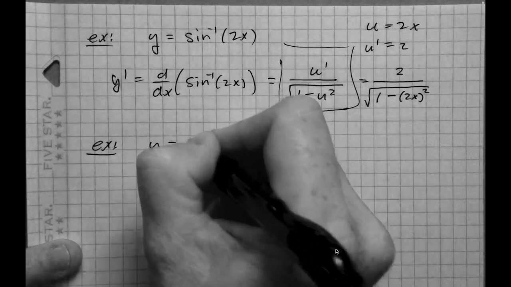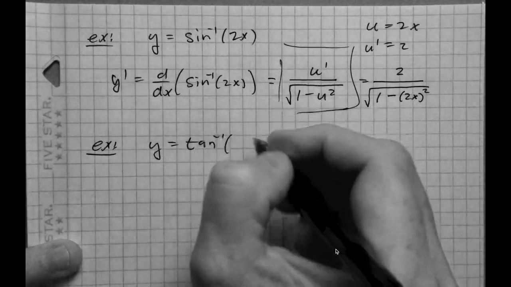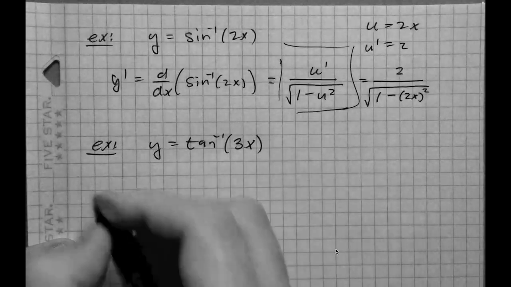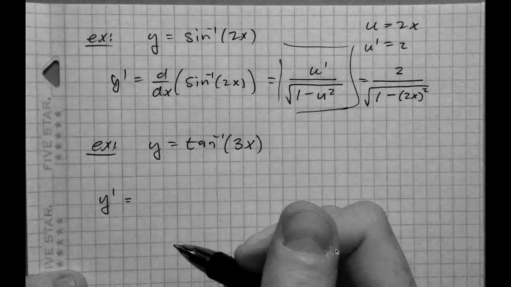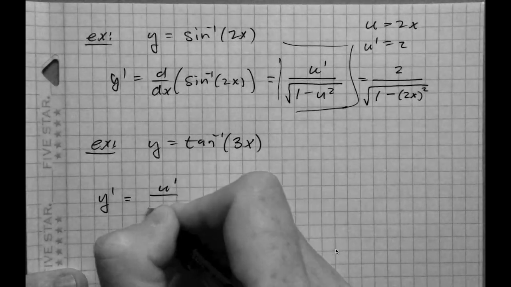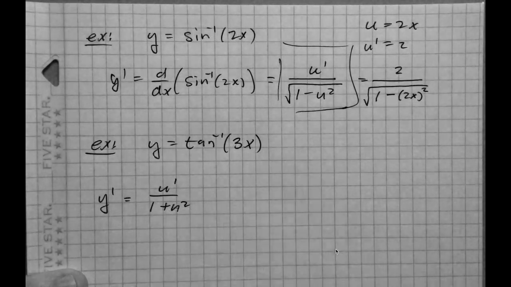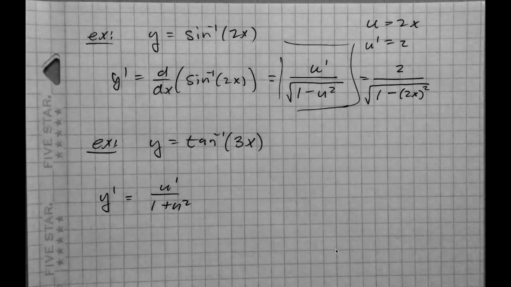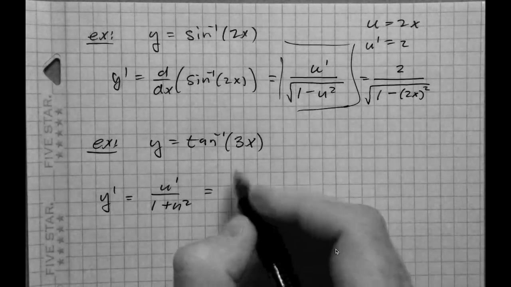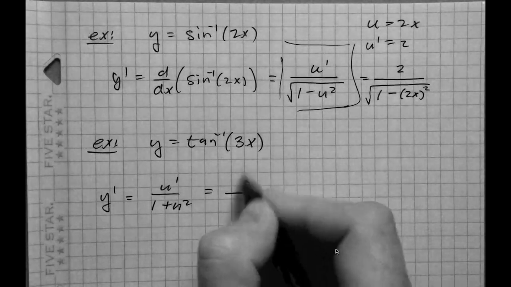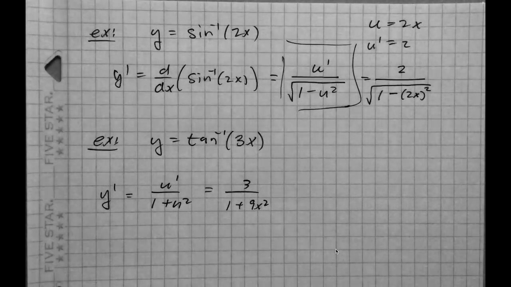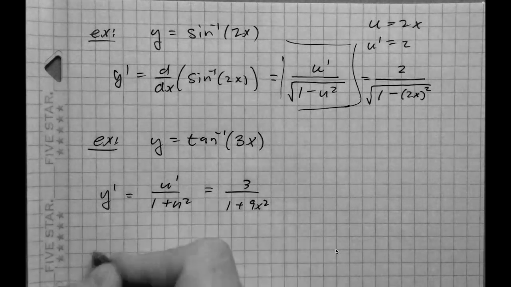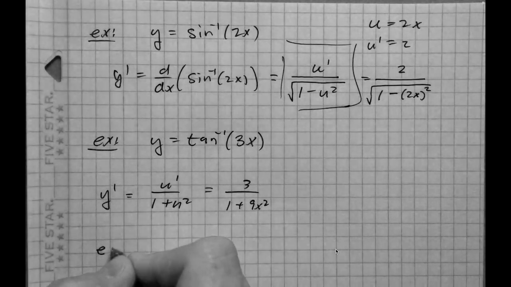What about y equals the inverse tan of 3x? All right, so again, y prime is equal to, now we know the form for the inverse tangent. It's u prime over 1 plus u squared. Now, you may not ever memorize that, but you know where to find it, right? You know how to interpret it. And so we can quickly see that this is going to be 3 over 1 plus 9x squared. Okay.